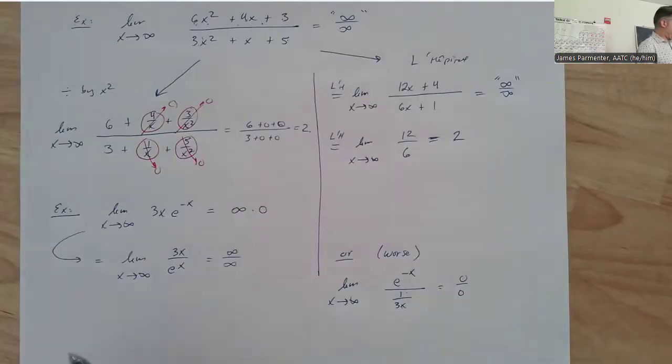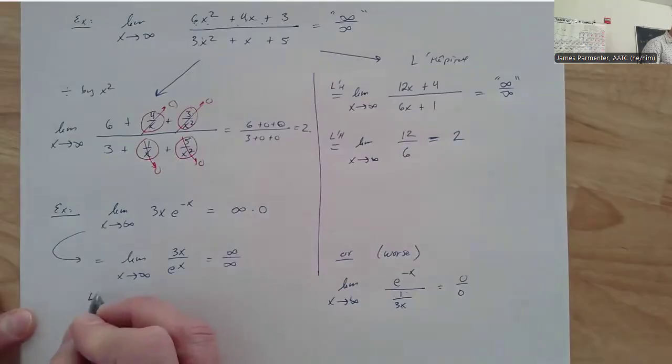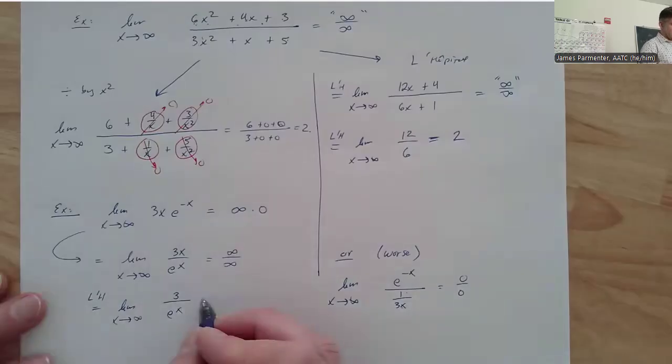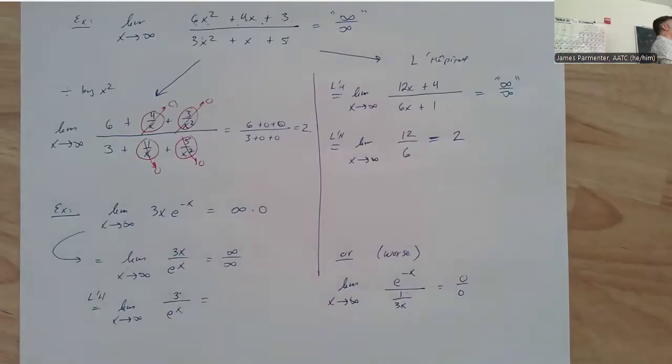Pick the easier way. So if I'm using L'Hopital's rule, it's the limit as x goes to infinity of the derivative of 3x, which is 3, divided by the derivative of e to the x, which is e to the x. So that's going to be 3 over something infinitely large. It's no longer an indeterminate form, right? It's a constant divided by infinity. That's going to be super duper small. That's going to be 0.